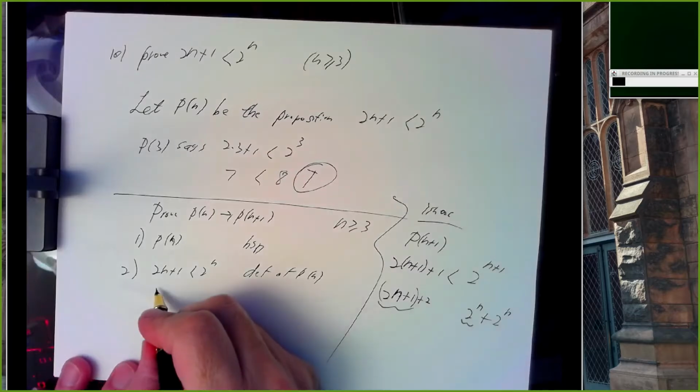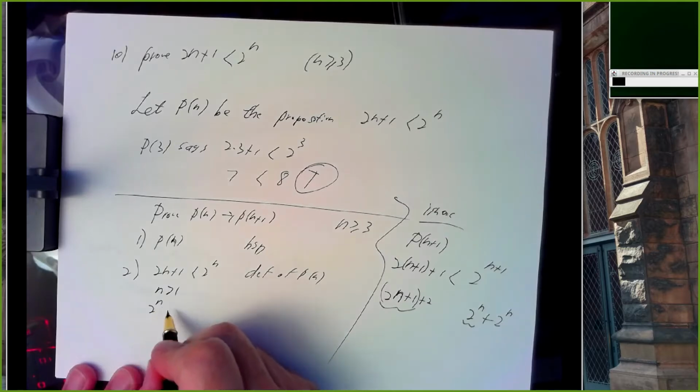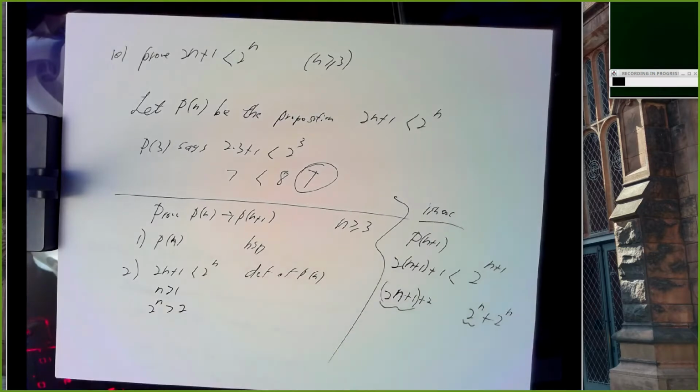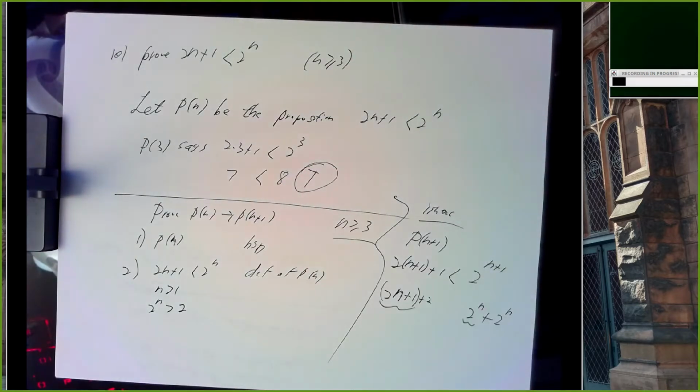So I might do something like this. n is bigger than 1. And so 2 to the n is bigger than 2, because exponents work that way if everything's positive. So n's bigger than 1, we know that because n is bigger than or equal to 3. So yeah, 2 to the n is definitely bigger than 2. So this is certainly true.